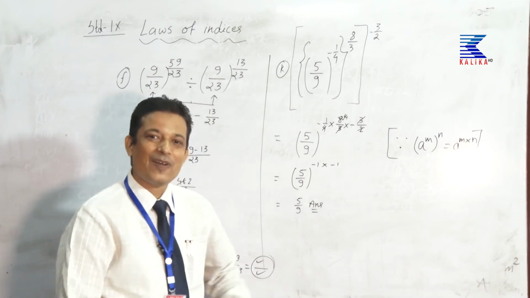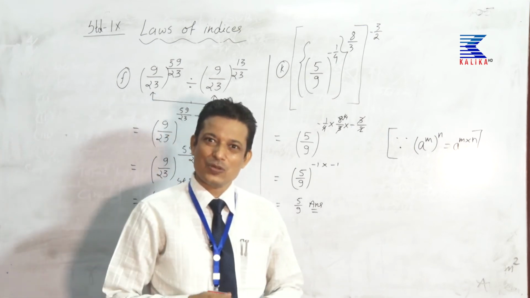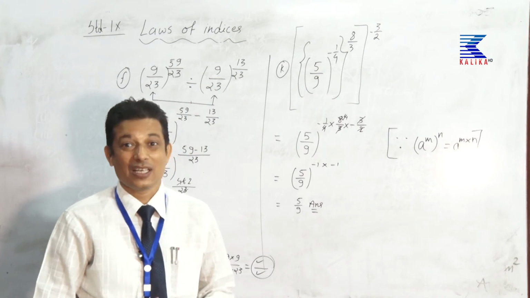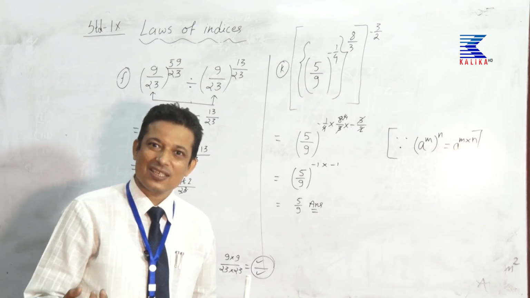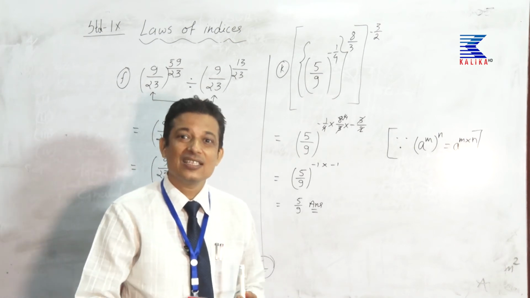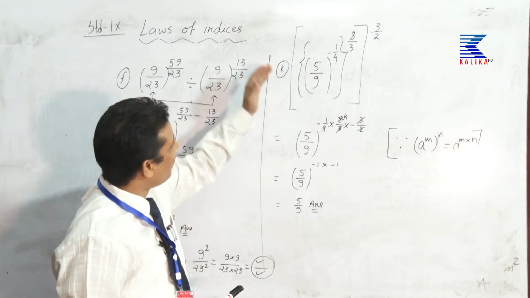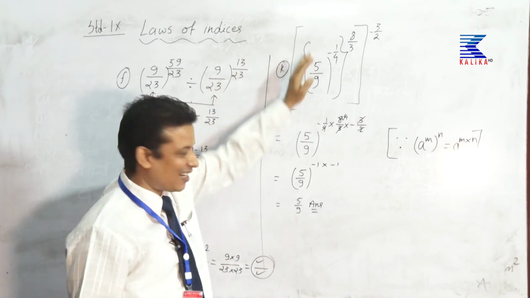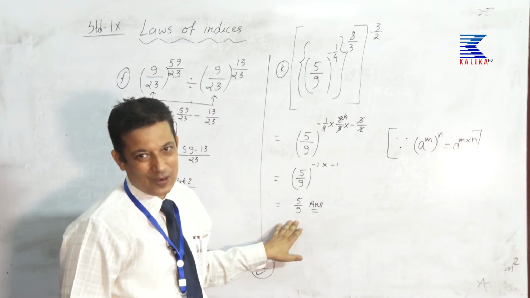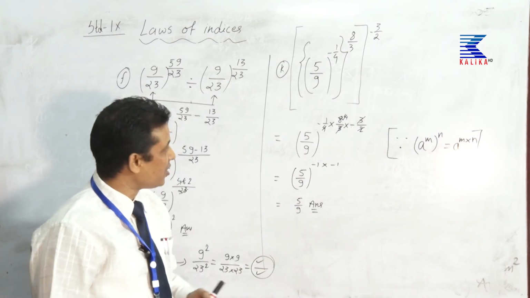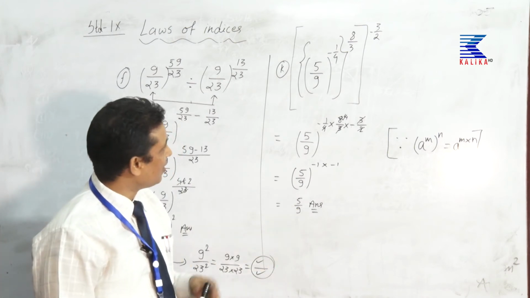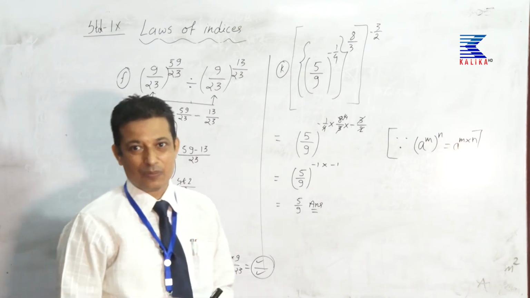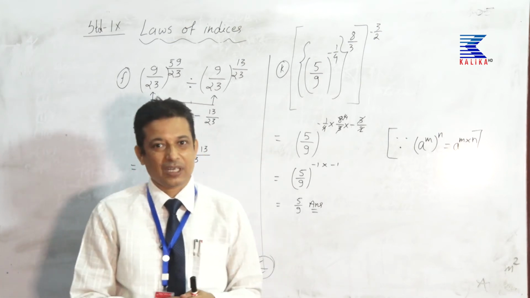We are simplifying. You know, in mathematics you simplify lots of problems. Simplify means to get the answer in the simplest form. So we simplified from here and we got the answer in the simplest form. This is the answer. This way I have shown you these two more examples.